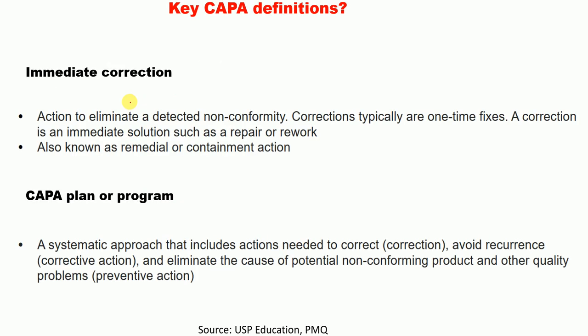Then, key CAPA definitions. What is immediate correction? Immediate corrections are the actions taken to eliminate a detected non-conformity. Corrections are typically one-time fixes. A correction is an immediate solution such as repair or rework.